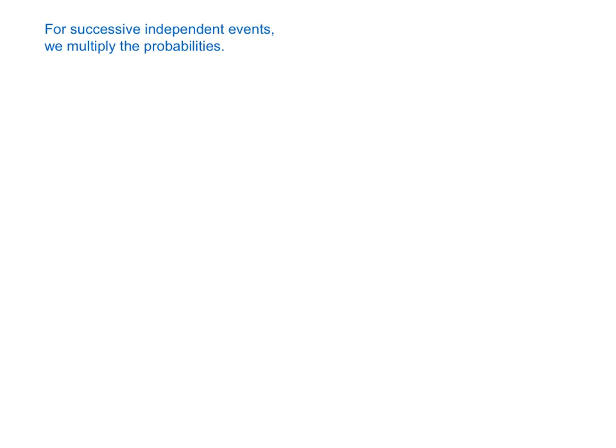So hopefully what you see is that when you have successive independent events, like flipping a coin or having children, what you do to get the probability of the entire event is you multiply the probabilities of each little event.